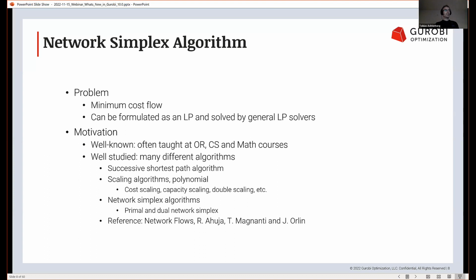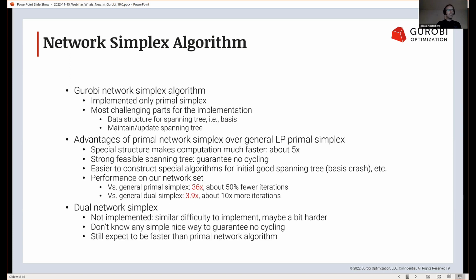The motivation is that this is a very well-known problem, min cost flow. There are very many different algorithms to solve it. In particular, one of those algorithms is the network simplex algorithm. And this comes in a primal and a dual form. And we have in Gurobi 10 implemented the primal network simplex. Okay, so how does it work? Just very roughly, given is this network problem, so that has nodes and edges, of course, and flows. You should set flow through the network.